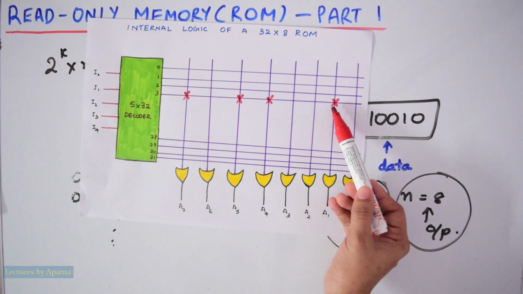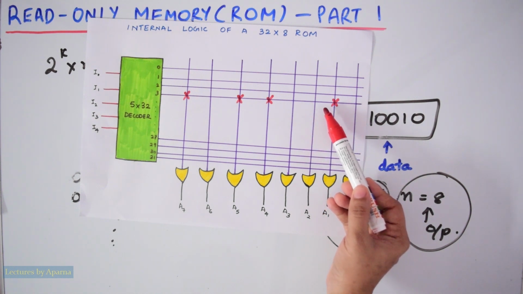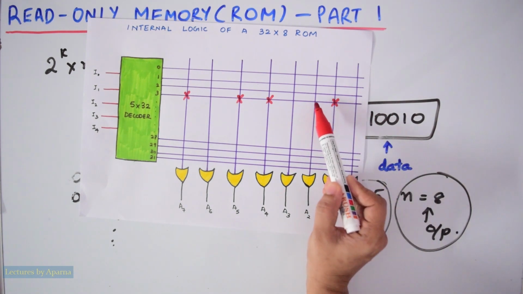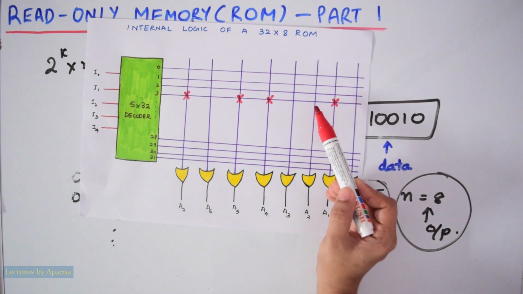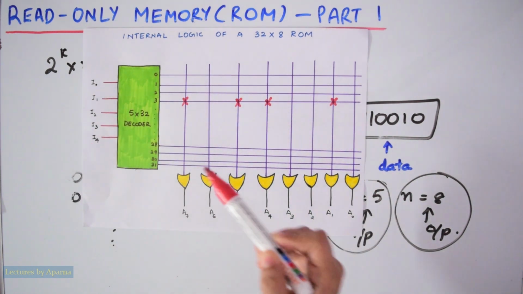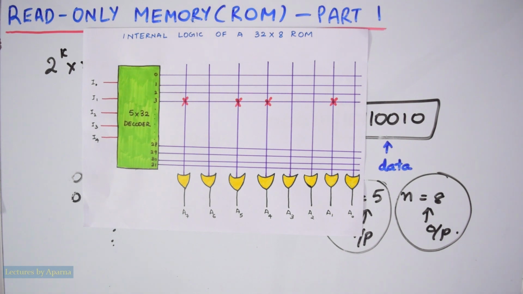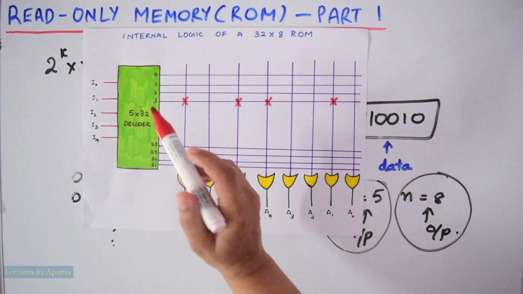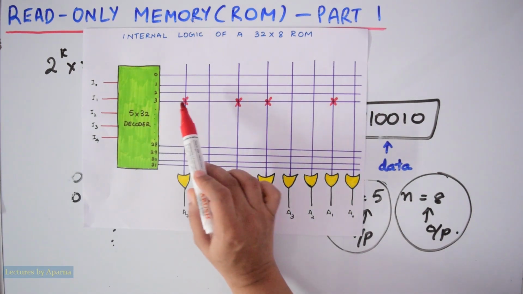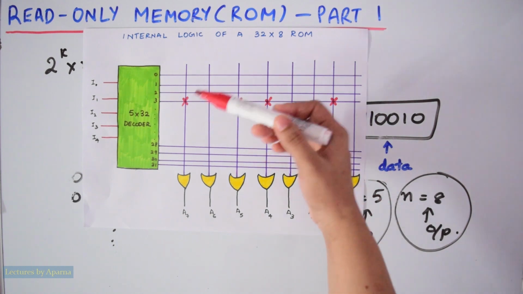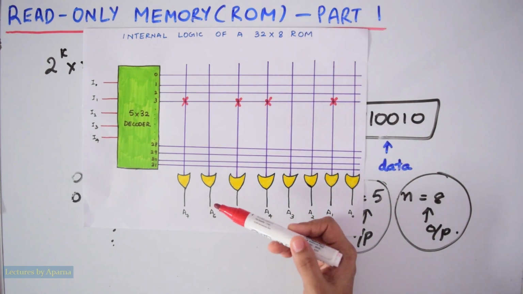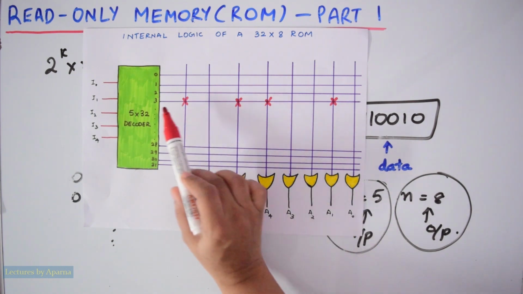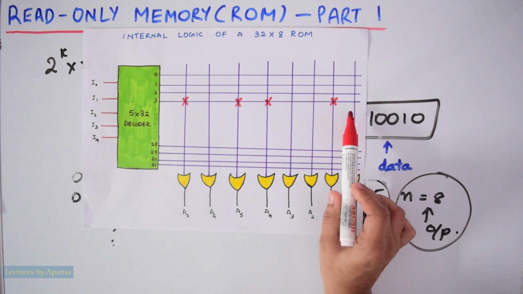So the logic zeros will be programmed by the programmer by blowing the fuse links at these points. So when the address comes at the input, suppose the address coming is 00011, means line 3 of the decoder will be activated and all other lines will be deactivated. So when line 3 is activated, a signal equivalent to logic 1 will be given to this line.